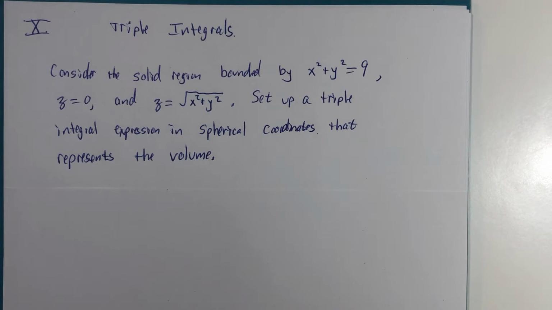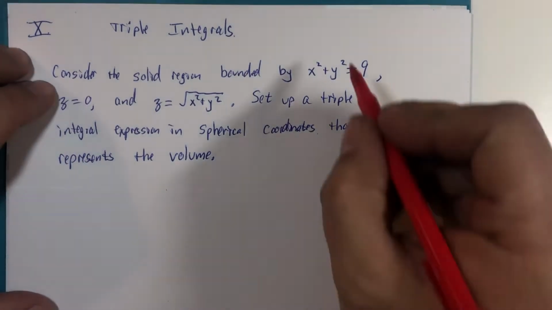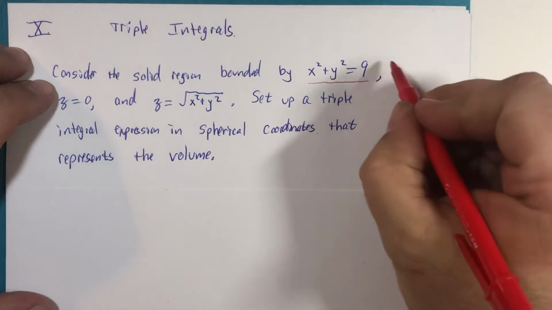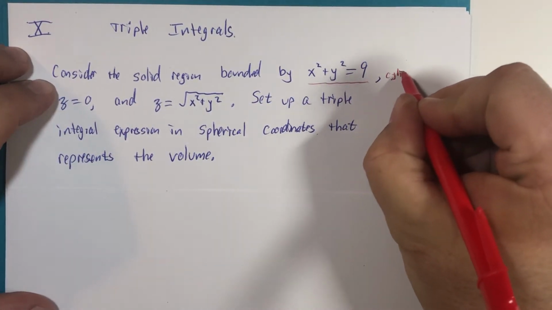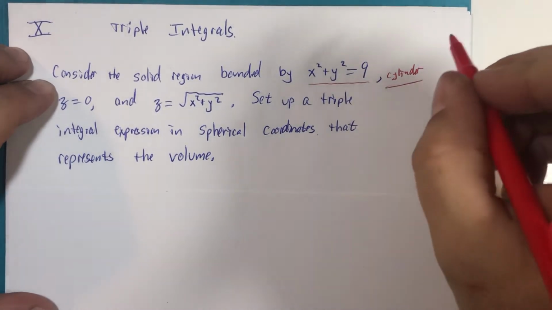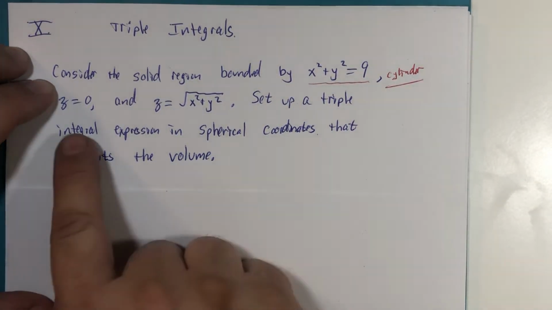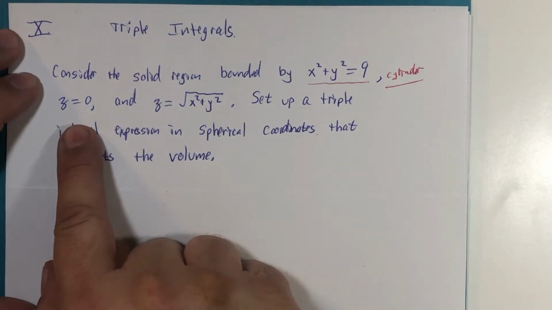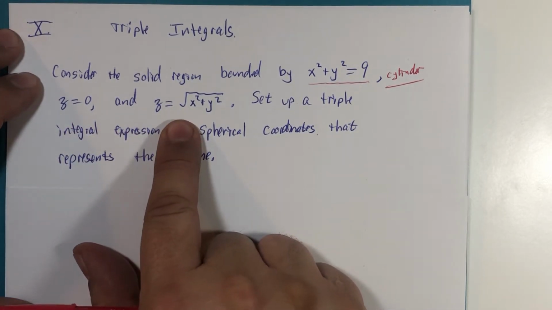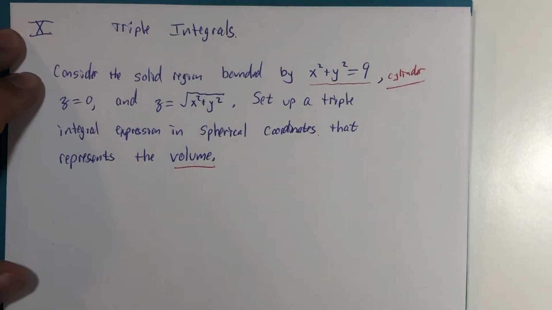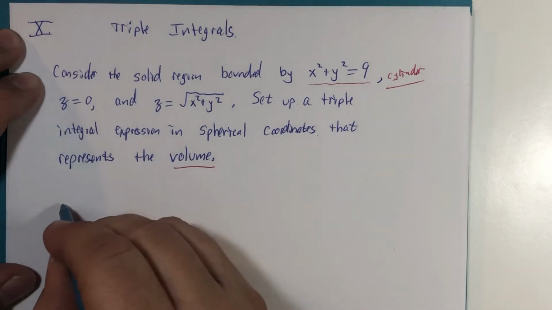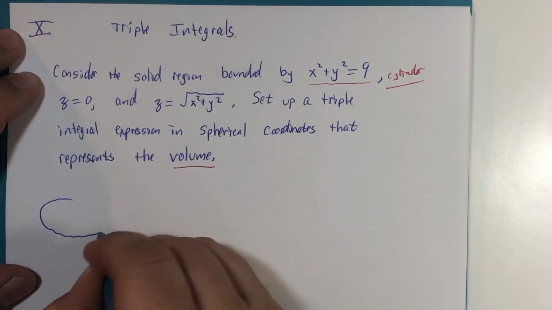We have a solid region, so we know it's 3 dimensions, bounded by x squared plus y squared equals 9. Because it's a solid region, that makes this a cylinder. Z equals 0, or the xy plane, is the bottom, and our standard cone is the other boundary. So volume's our goal. We'll get there. Let's look at the cylinder. Nothing too fancy about that.